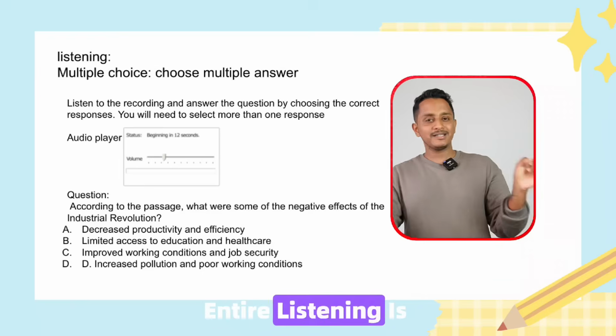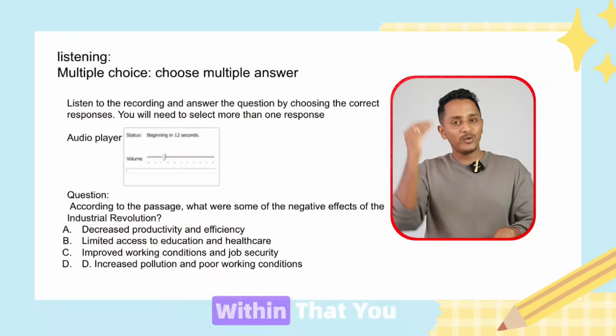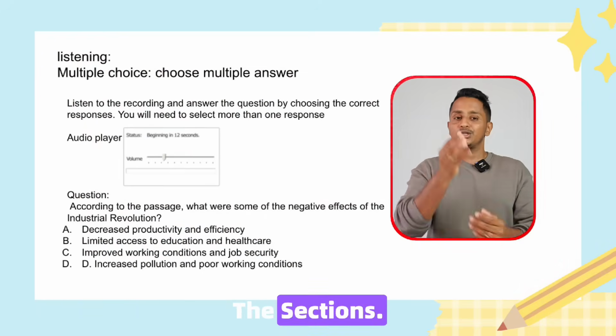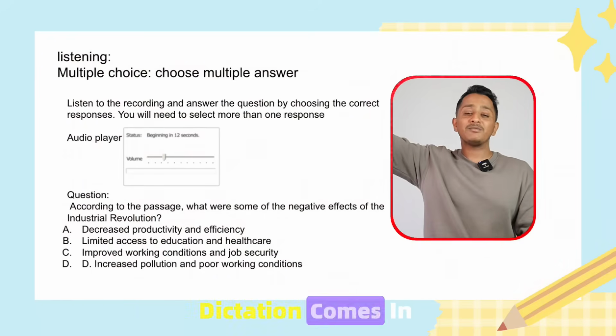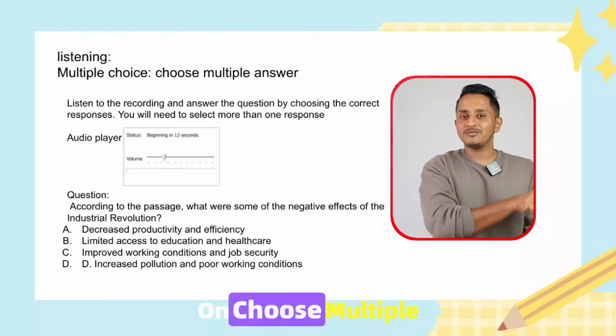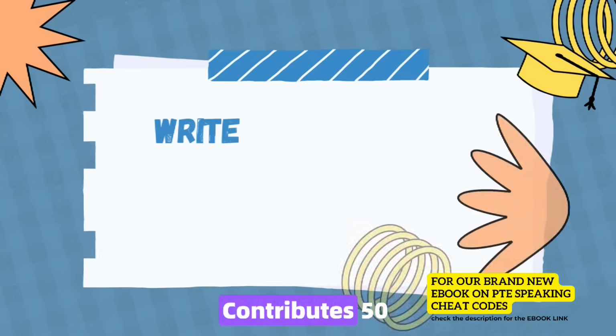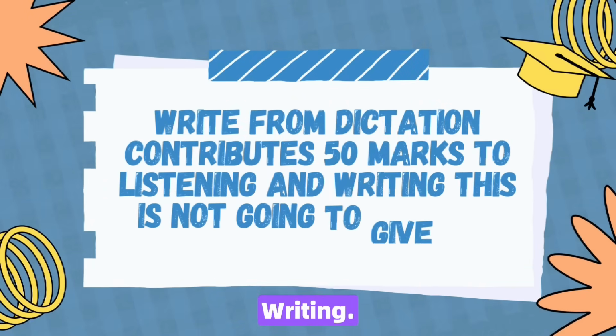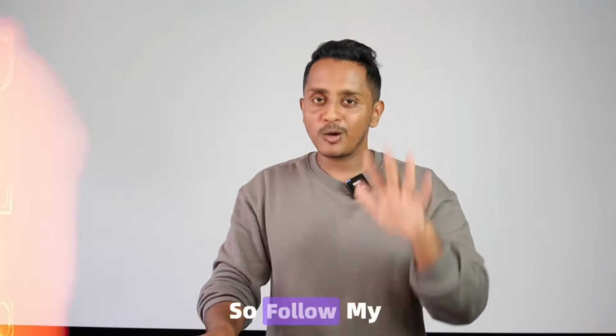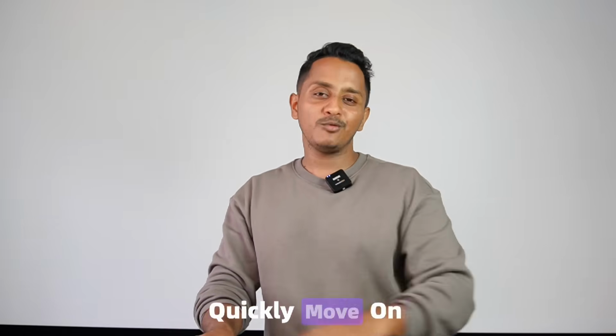Also remember, entire listening is timed. Some 30 minutes will be given. Within that, you have to finish all the sections. The most important section, write from dictation, comes in the end. If you focus more on choose multiple answer, you wouldn't even reach write from dictation. Write from dictation contributes 50 marks to listening and writing. This is not going to give you scores. So follow my method. Click one and quickly move on to the next question.